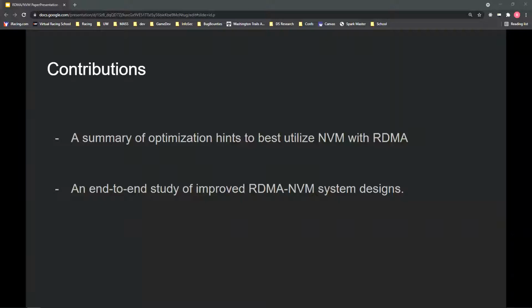Okay, so this paper conducts a thorough systematic study of how best to utilize NVM with RDMA with an explicit focus on remote write, where the client issues a remote write to the server NVM, either using one-sided or two-sided RDMA. The authors summarize the contributions from the paper as a summary of optimization hints, referenced later as H1 through H9, to best utilize NVM with RDMA, and an end-to-end study of improved RDMA and NVM system designs.